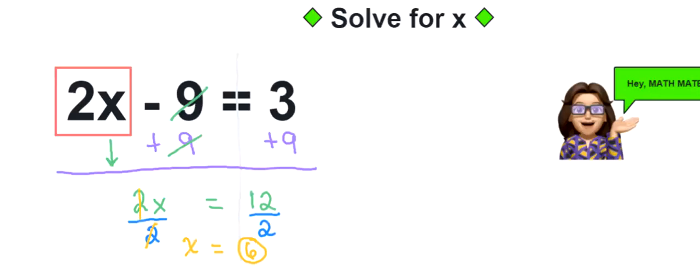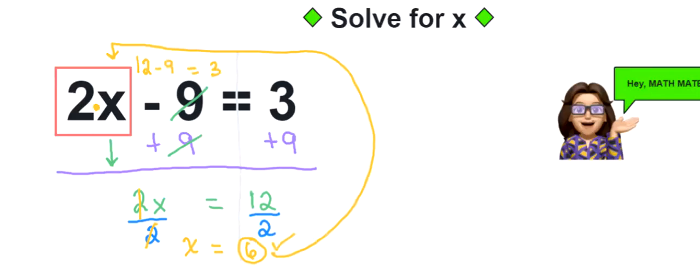If you want to check your answer, you can take that 6, come up here and put it in for x. Remember, this is 2 times x. So 2 times 6 is 12, minus 9 sure is 3. It checks. So that is the correct answer.